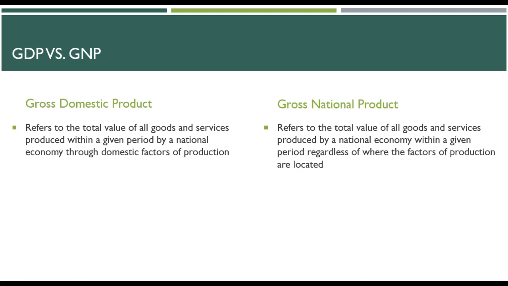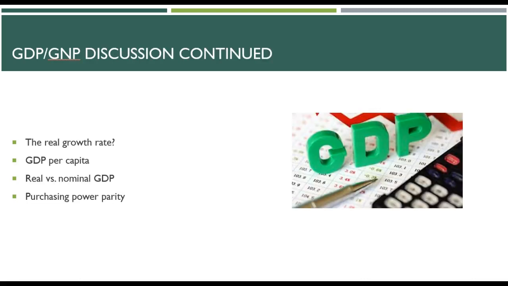Gross national product, or GNP, refers to the total value of all goods and services produced by a national economy within a given period, regardless of where the factors of production are located. While GDP and GNP usually differ by less than 1%, economists argue that GDP is a more accurate indicator of domestic economic performance because it focuses only on domestic factors of production.